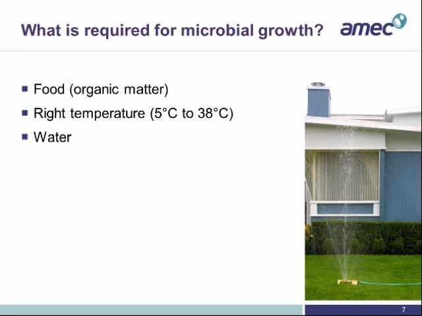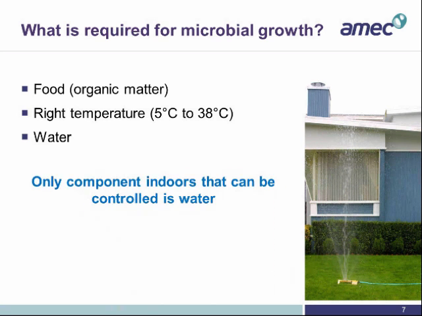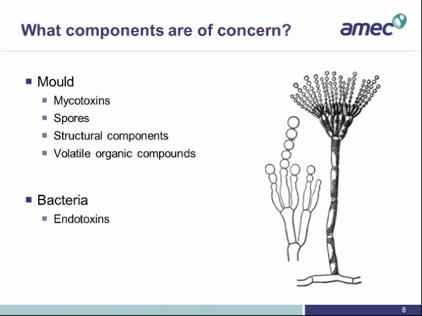And bacteria we're talking about. And then it needs water. So the only thing that we can control in indoor environments is water, because everything else, there's a food source, there's the right temperature. So we try to deal with the water source. So what are the components of concern?